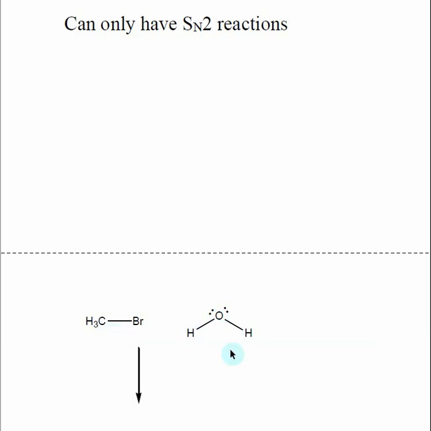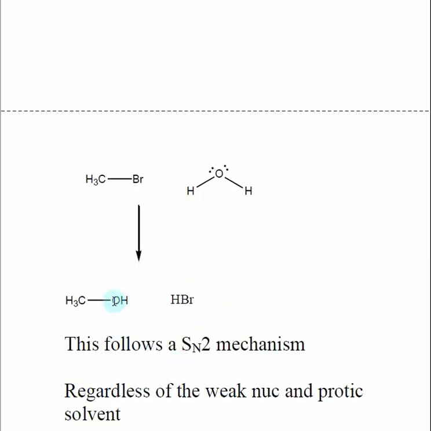So when I react water with a methyl halide, what I end up forming is an alcohol. This carbon's there, this carbon's there. This is my nucleophile. I connect the nucleophile with my electrophilic carbon. Neutral nucleophiles lose a hydrogen, so instead of H2O, what I have is OH.